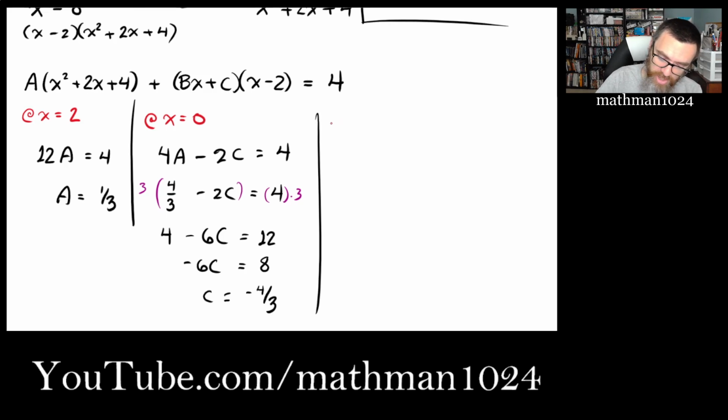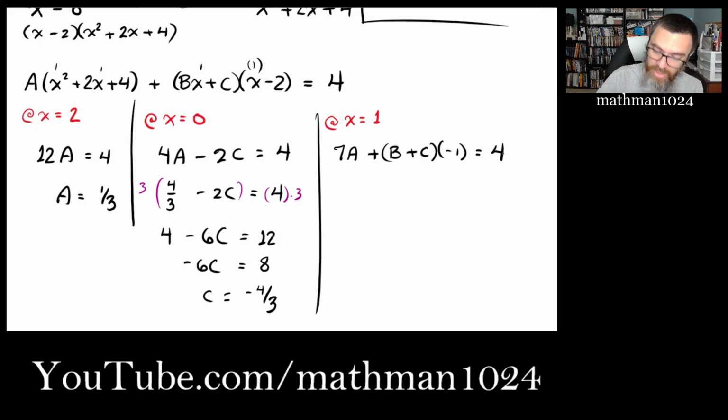And for this problem, you might want to choose something like positive 1. That's an easy enough guy to plug in. Keeps things nice and small. So if I plug in 1, I get 1 plus 2 plus 4, so that's going to be 7a plus, plug in the 1, this is going to be positive b plus c times, I plug in 1 here. That's going to give me negative 1 equals 4. All right, so 7a minus b minus c equals 4.